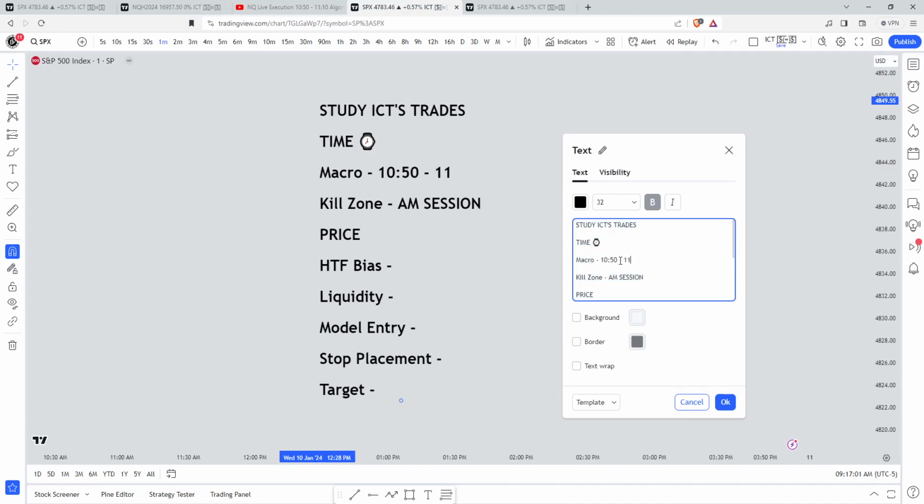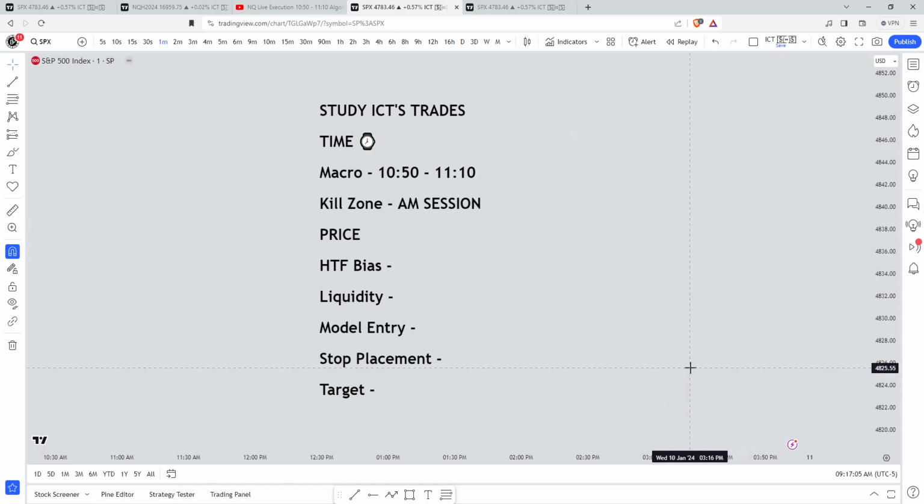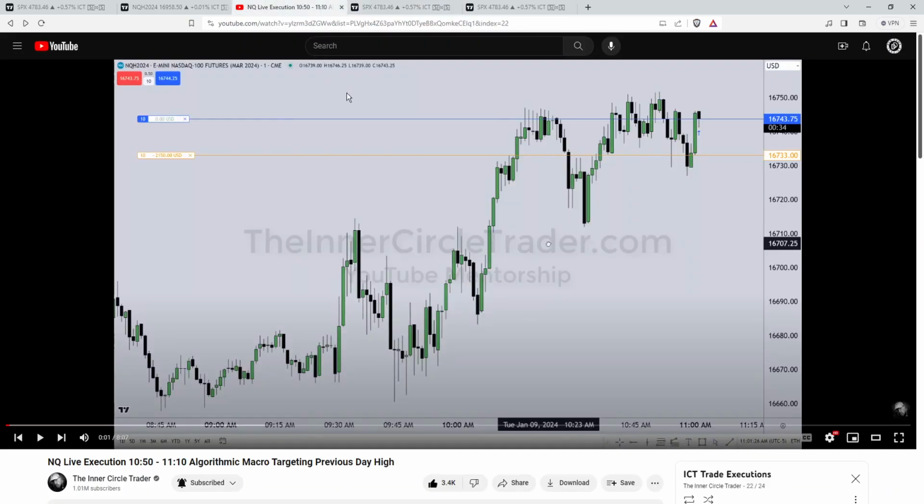Now ICT hasn't really taught much on macros, so it's not like I could come on here and act like I know 100% about macros, but from my experience and from reverse engineering his trades, and from what he's taught so far, these macros are used to either expand price towards liquidity, or you can get changes in the state delivery during these macro times.